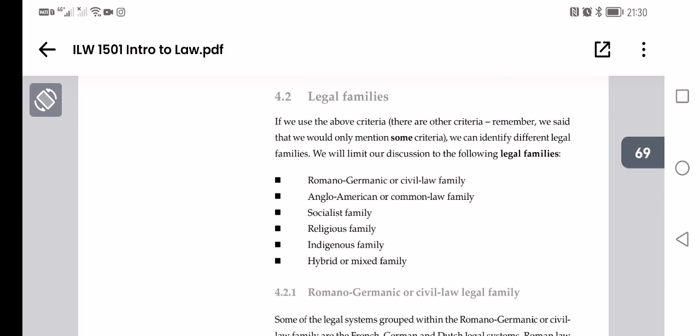Legal families. If we use the above criteria, there are other criteria. Remember, we said that we would only mention some criteria. We can identify different legal families. We will limit our discussion to the following legal families: Romano-Germanic or civil law family, Anglo-American or common law family, socialist family, religious family, indigenous family, hybrid or mixed family.